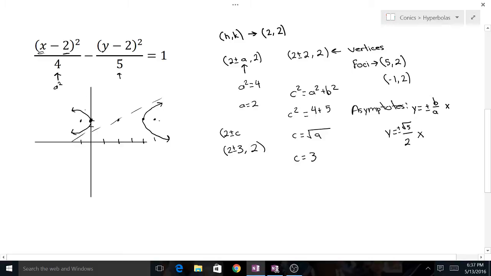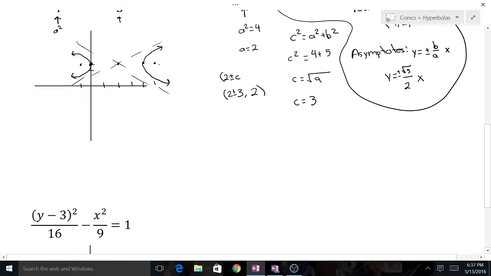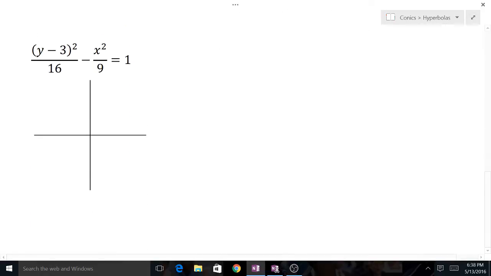And remember, the asymptotes will always meet in the middle. So they'll always touch the center point, which in this case was (2, 2). So that's the first one. We figured out our foci, our vertices, and our asymptotes, and we've got a good graph going. So now we'll go through one more, and I hope you can pause the video and try this one out before we work on it.